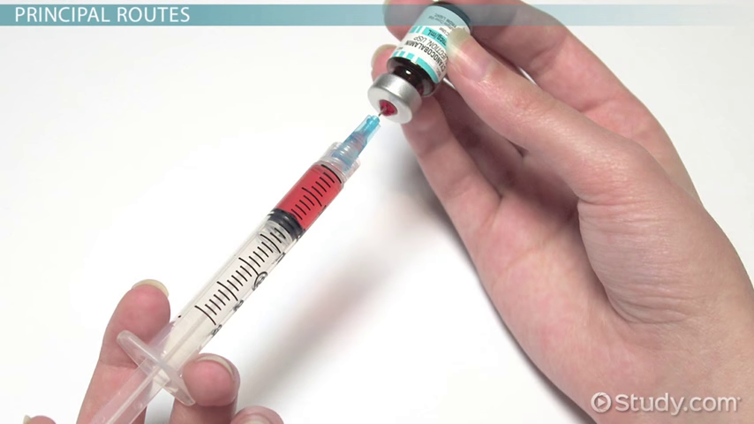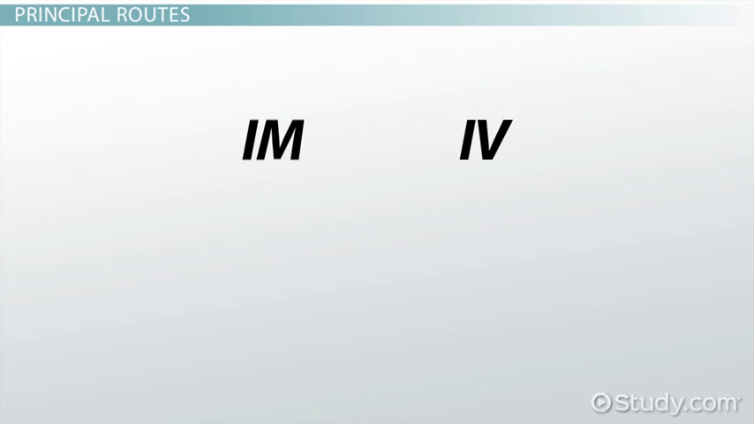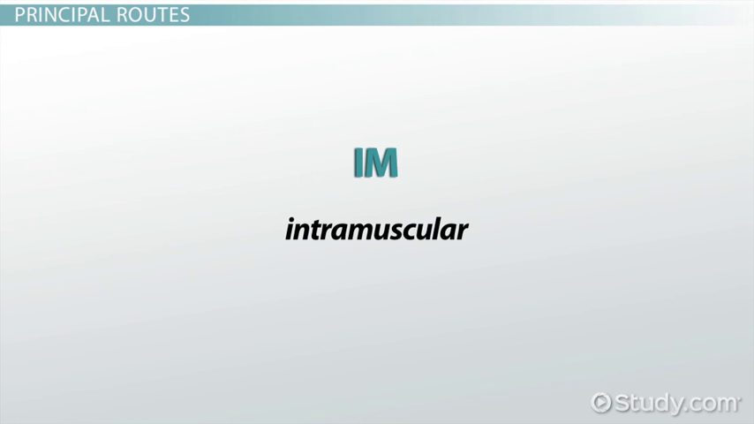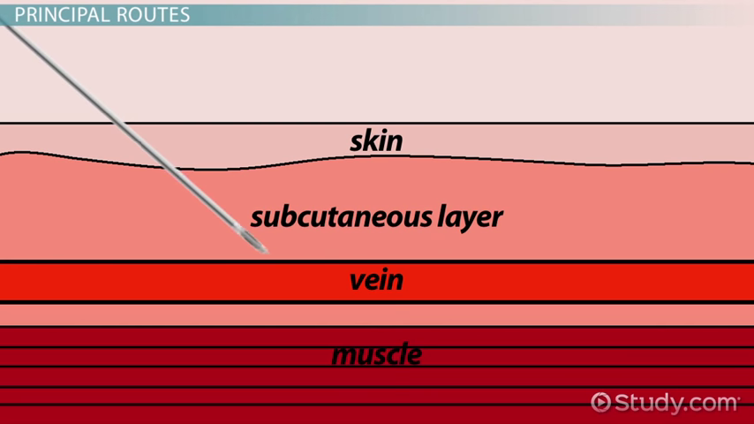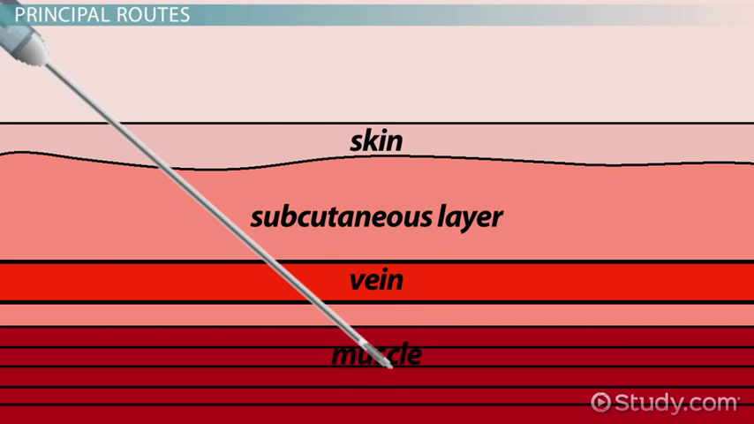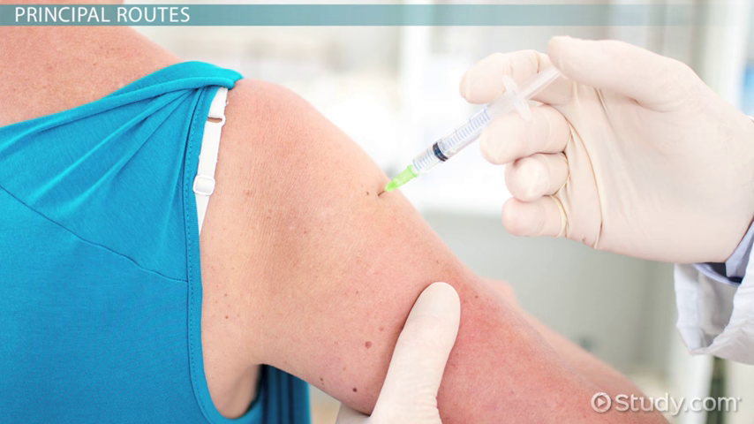There are 4 principal routes of drug administration. They are known by their abbreviations: IM, IV, SQ, and PO. IM stands for intramuscular, where intra means within, and muscular obviously refers to a muscle. This means we are injecting a person with a medication, but we are using a syringe and needle to place it directly into the muscle itself.